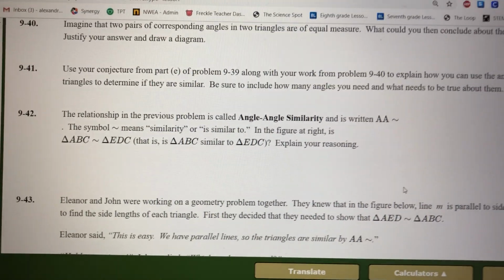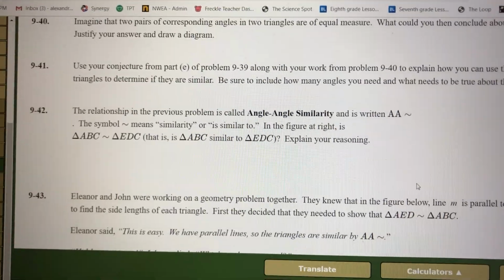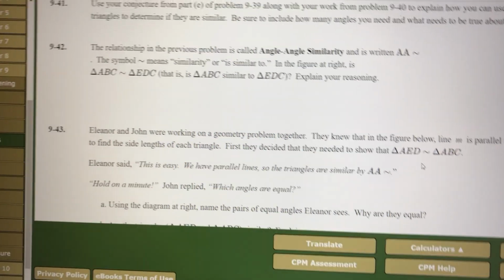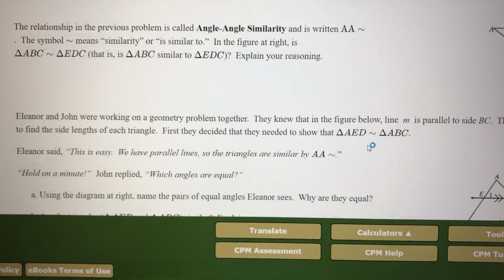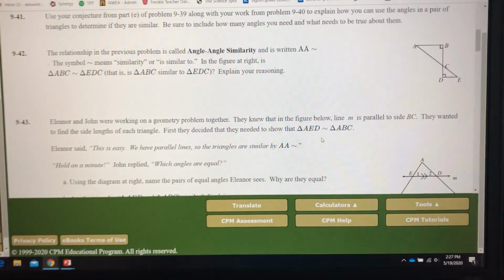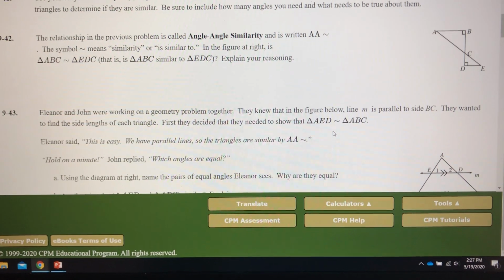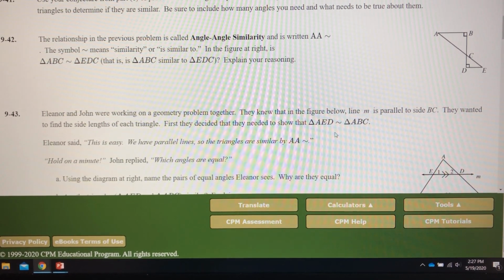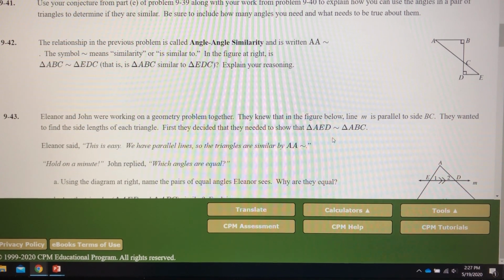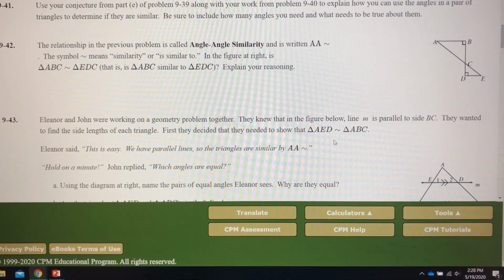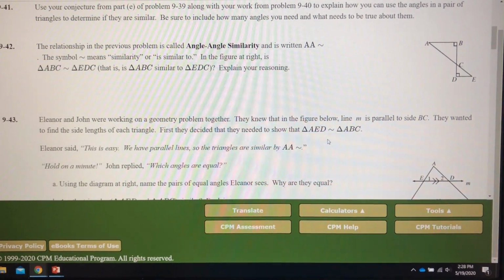All right, let's see, 943. I think that's the last problem. It is. It's going to be a short one. Eleanor and John were working on a geometry problem together. They knew that in the figure below, line M is parallel to BC. They wanted to find the side lengths of each triangle. First, they decided they needed to show that triangle AED is similar to triangle ABC.